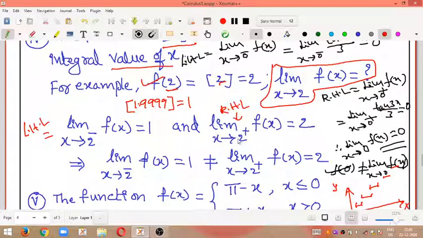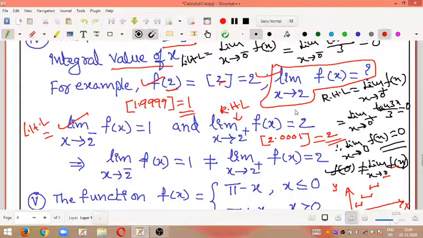Limit as x tends to 2 plus f of x. 2 plus means 2.0001 onwards, 2.001 and so on. So that's why the greatest integer of this RHS value, how much? 2 at least. So that's why this is 1, this is 2. So that's why the first condition existed. Yes, first condition also existed. Second condition also.